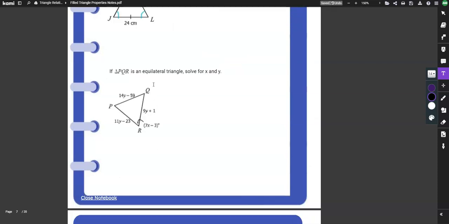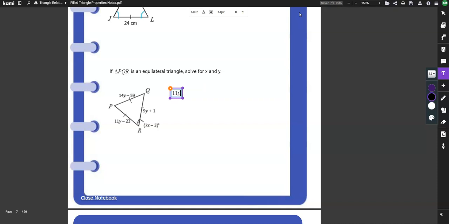All right, now using algebra to do this, it says if triangle PQR is an equilateral triangle, solve for x and y. Well, this is fairly simple. We have 14y minus 59, 9y plus 1, and 11y minus 23. Again, this is an equilateral triangle, so first thing is we're going to set all three sides equal. And we're going to pick any two of these sides to set equal to each other because they, again, are congruent. So what we're going to do is I'm going to choose PR and PQ. Sorry, PR and QR because they're the smallest numbers.